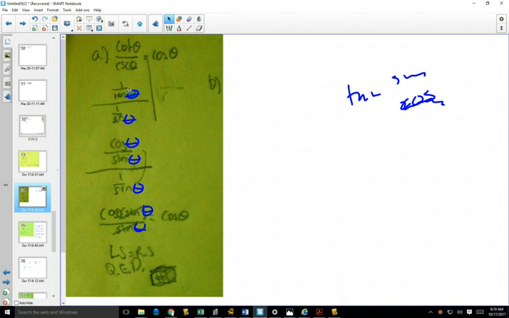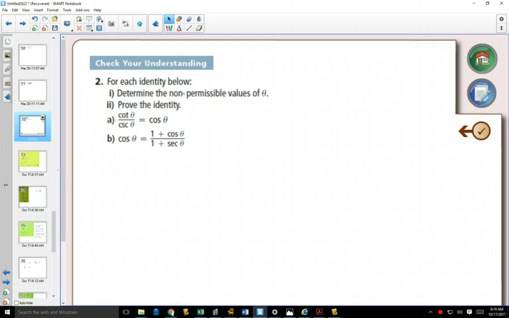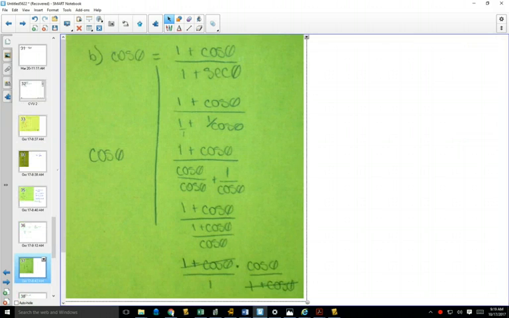Okay. The second proof. So the second proof here, cos theta is 1 plus cos over 1 plus secant. Here is a nice proof of that one. Again, we're going to change everything to sine and cos. What I like about this question is notice in line 1, 2, 3, 4, at this line right here, we've got a single fraction on the bottom.